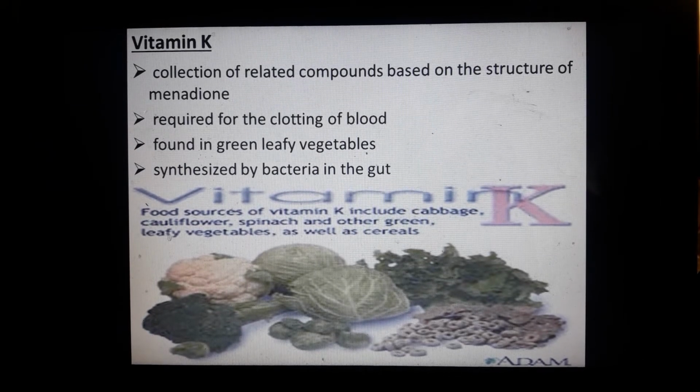Usually, if the patients have labor, vitamin K is added to prevent bleeding. It is found in green leafy vegetables and synthesized by bacteria in the gut, that is in the intestine. Food sources of vitamin K include cabbage, cauliflower, spinach, and other green leafy vegetables, as well as cereals.